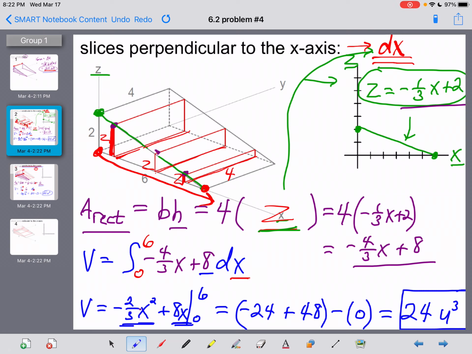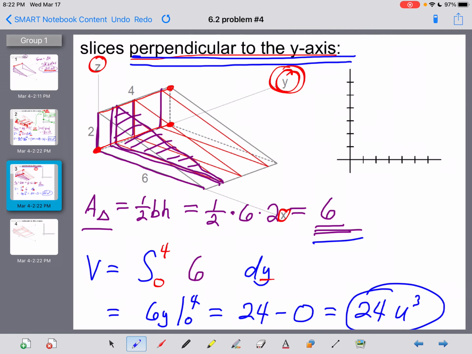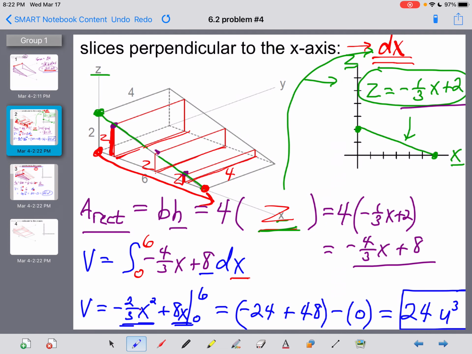So, quite a bit more complicated here in this example than it was in the second one where we did things perpendicular to the y-axis. This one, being more complicated though, I would definitely say this is a more typical example because your cross-sectional area formula was actually a function containing the variable x.